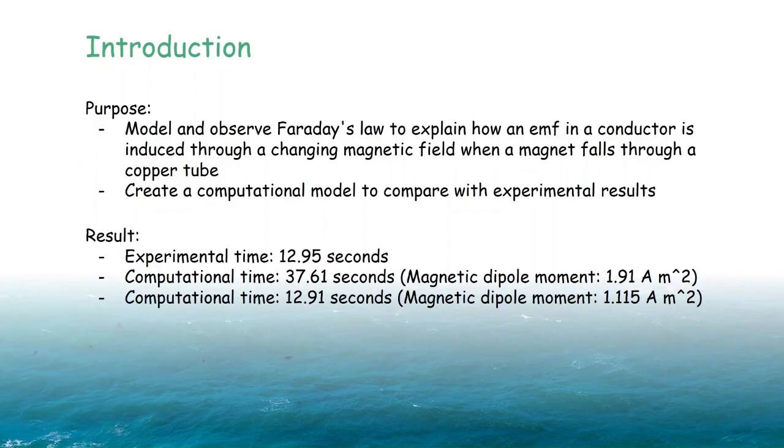Moving to the results, we found that the experimental time was 12.95 seconds. With a magnetic dipole moment of 1.91 amp meter squared, which was the magnetic dipole moment calculated from the previous lab, it took 37.61 seconds to exit the tube. Since the time was so off from the experimental data, I manipulated the magnetic dipole moment to obtain a time of 12.91 seconds, which was closer to the experimental time of 12.95 seconds. The magnetic dipole moment from the previous lab did not accurately represent the effective dipole moment for the interaction between the magnet and the copper tube, which is the reason why I manipulated the magnetic dipole moment value.